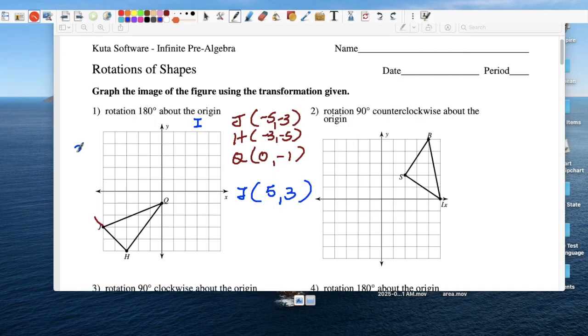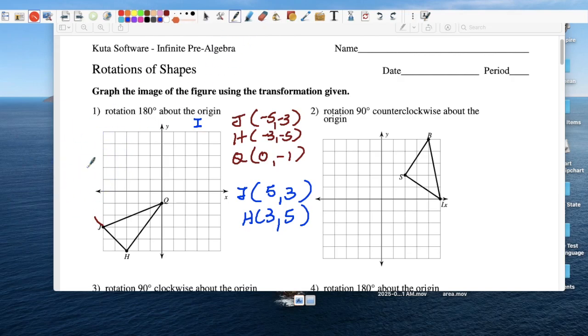H is 3, 5. If you switch once, it becomes 5, 3. If you switch again, it becomes 3, 5 again. So point H is 3, 5, and because it lands in quadrant 1, it just happens that they're all positive.